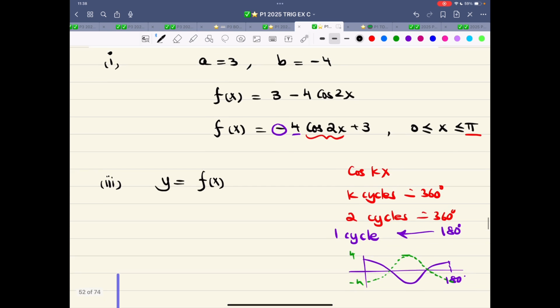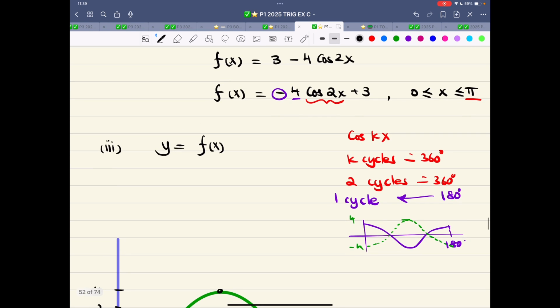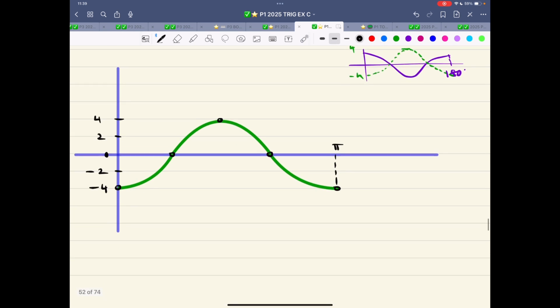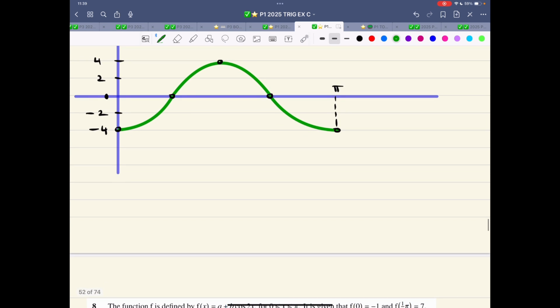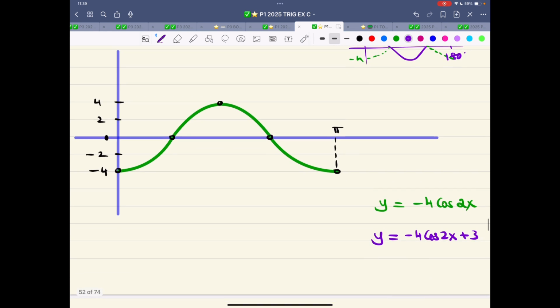And now what exactly am I going to do? So now this thing is in green color. So this green one, let me label it. First of all, this green one, this is y equals minus 4 cosine 2x. And now the purple one, that should be the whole thing. That is y equals minus 4 cosine 2x plus 3. Is it plus 3? Yes, it's plus 3 over here. So now we have to shift it 3 units up.